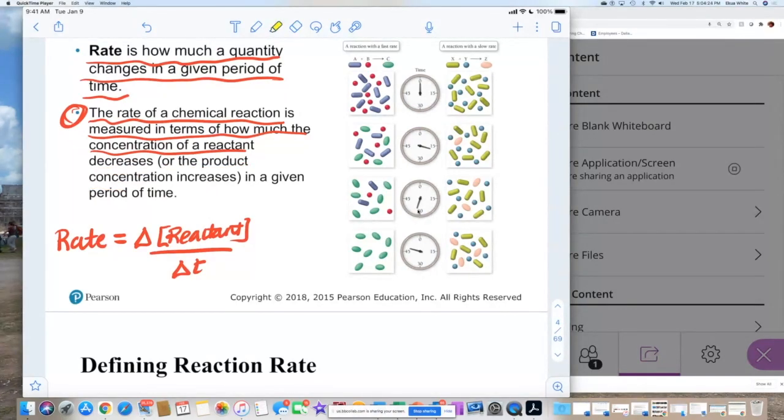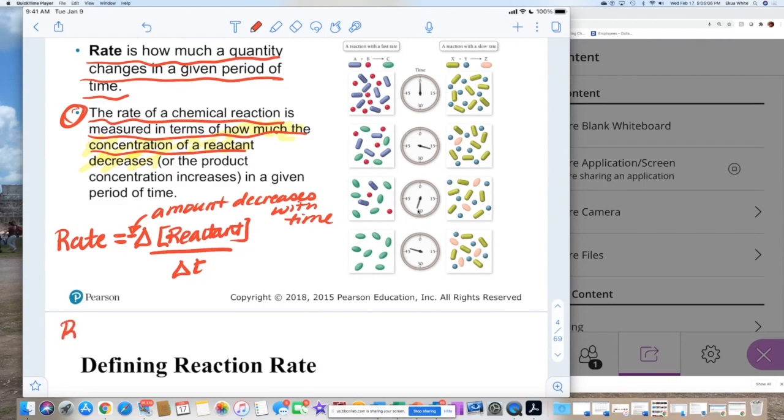So here we're told the rate of a chemical reaction is measured in terms of how much the concentration of the reactant decreases. Okay, usually to refer to decrease or to give a count to decrease, I'm going to use the negative here. Okay, negative here just means amount decreases with time. Okay, they did say the concentration of the reactant is decreasing. So I put the negative there to say the reactant is decreasing.